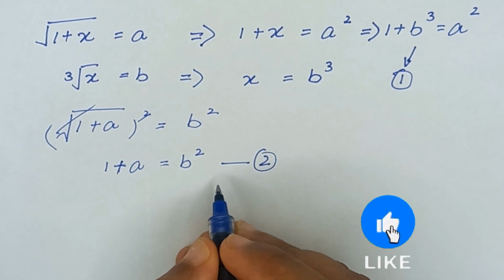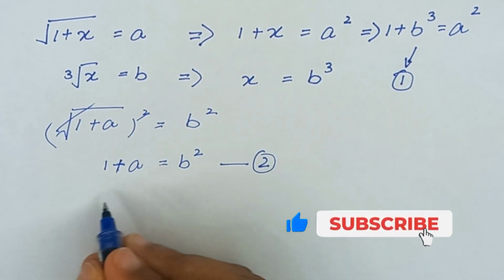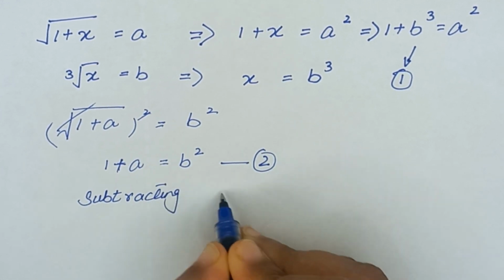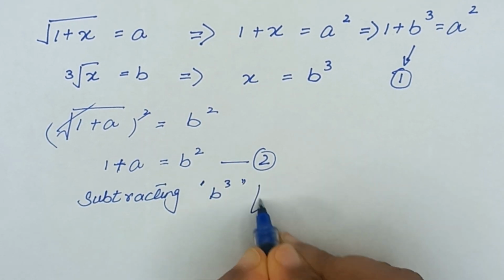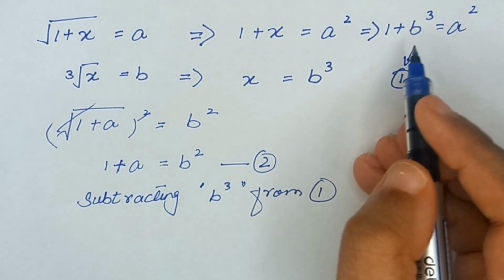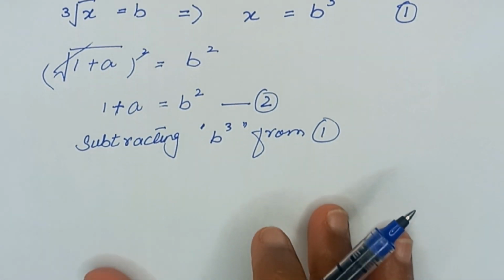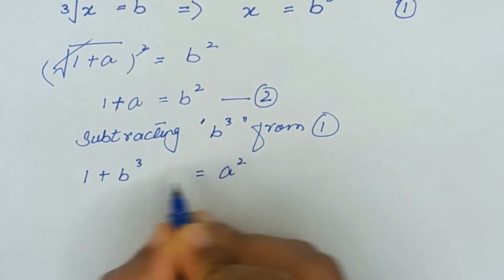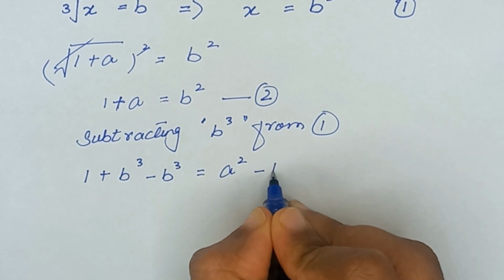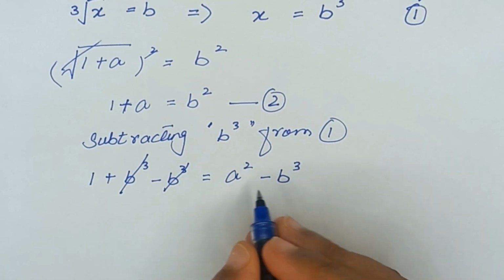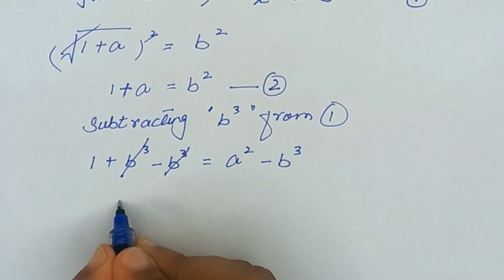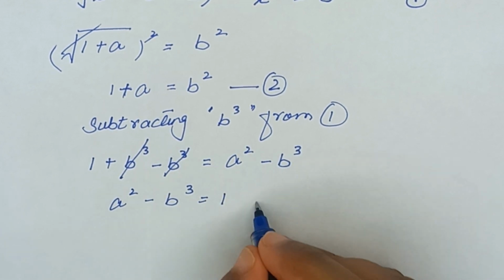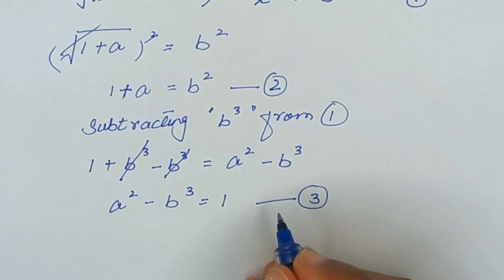Now I will subtract b cube from equation number 1. Equation number 1 is 1 plus b cube is equal to a square. When I subtract b cube, this b cube and b cube will cancel out and it will become a square minus b cube is equal to 1. It is a new equation, so I will name it equation number 3.